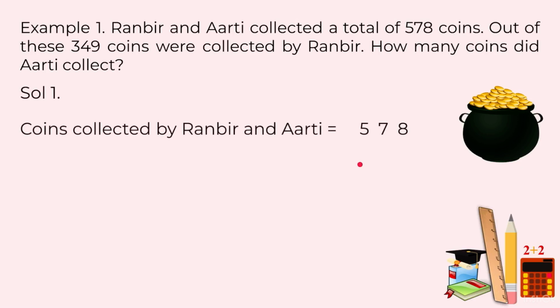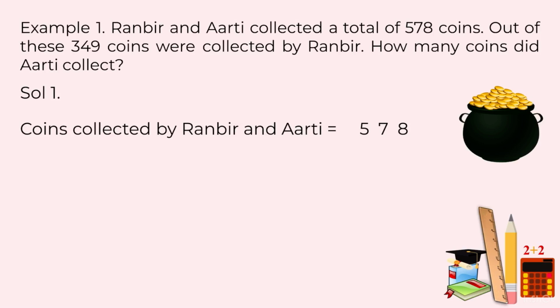First statement, we'll write coins collected by Ranbir and Aarti is equal to 578. So making statements is not difficult. You just have to read this information in bits, and whatever information is given, that only we have to write.